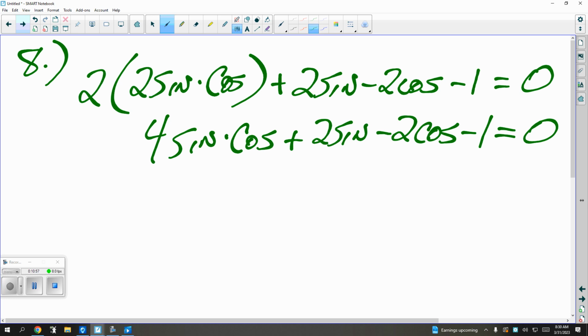You don't distribute this. Oh, no, no, no. You know why? Because that's one term. That's one term. You don't distribute it. I should have written that in red, but I didn't.